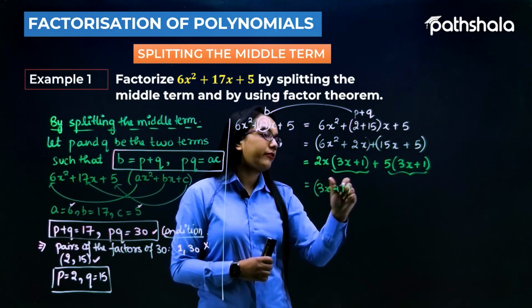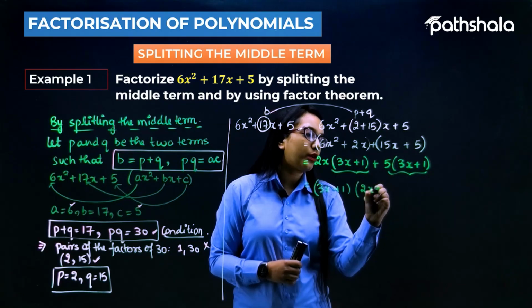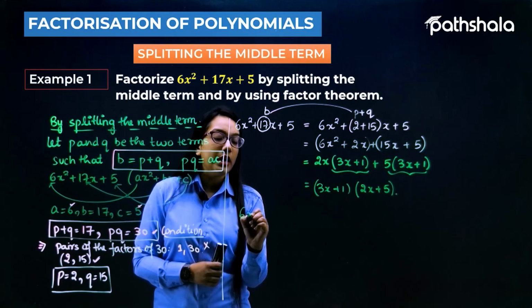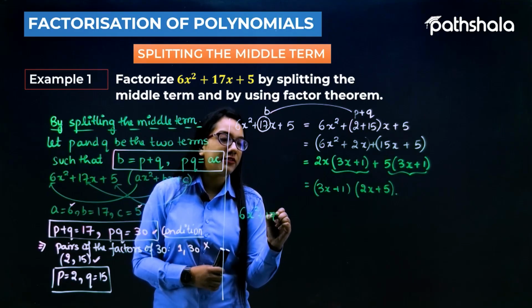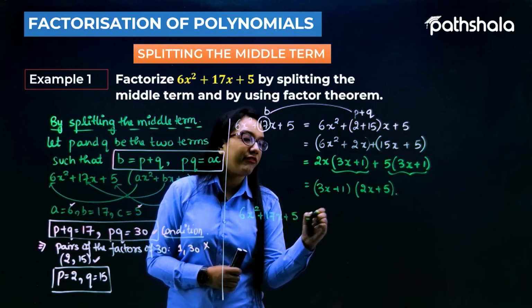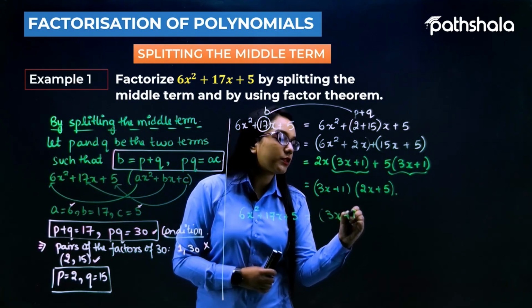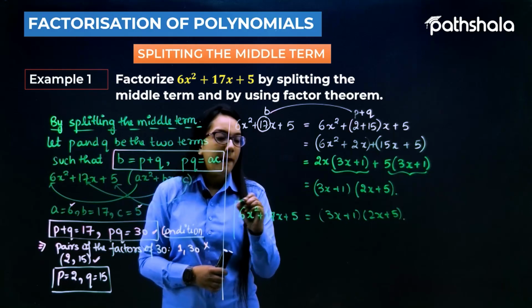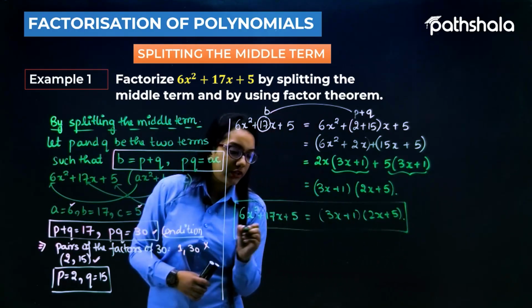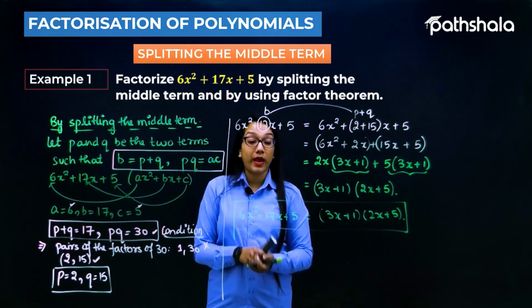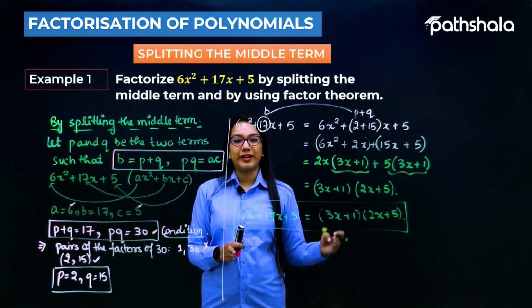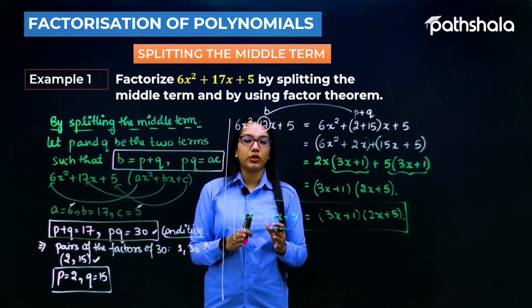So 3x plus 1, if it is common, then the term that is left out is nothing but 2x plus 5. So hence at the end, what we have concluded is that 6x square plus 17x plus 5 can be factorized as 3x plus 1 into 2x plus 5. This is nothing but the factors of the given polynomial 6x square plus 17x plus 5 using the middle term splitting method. So this is all about this method.